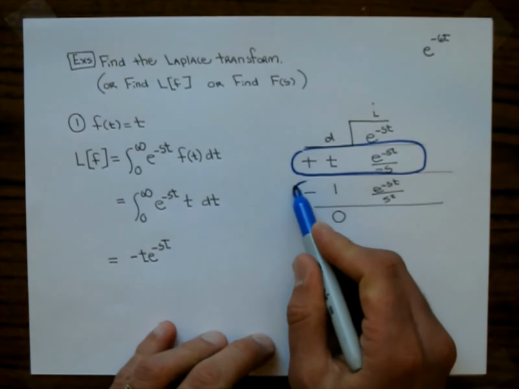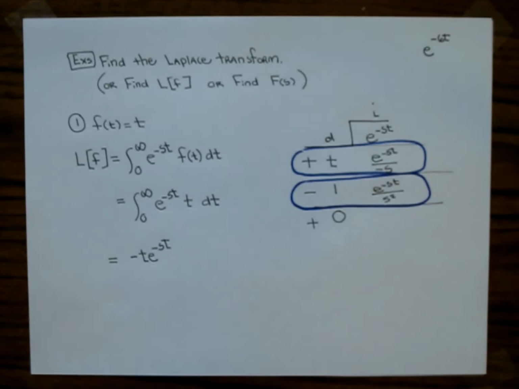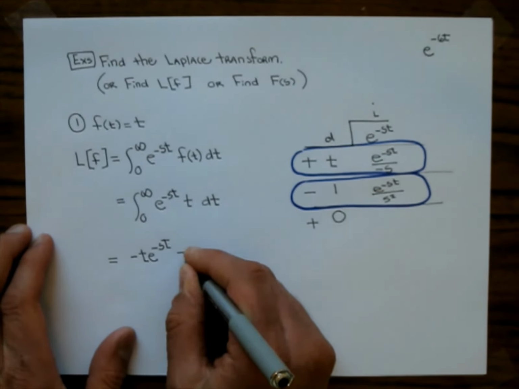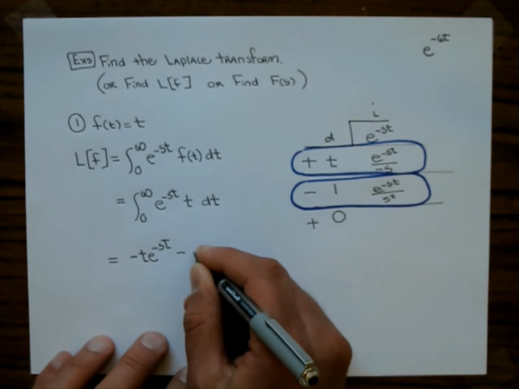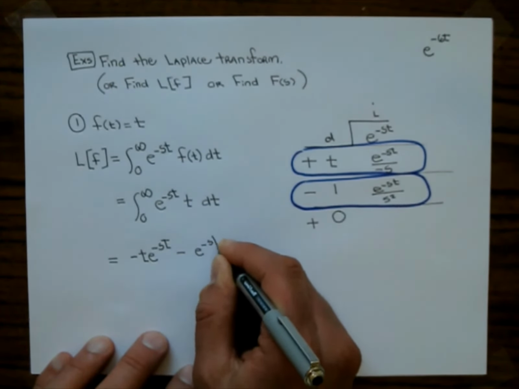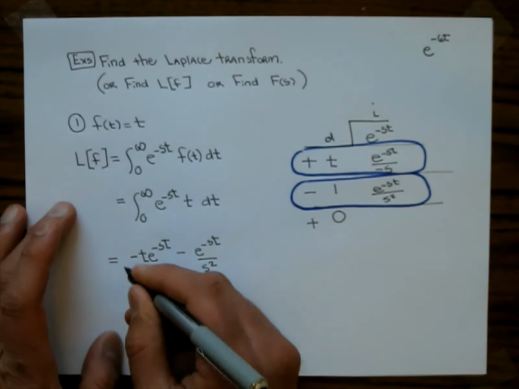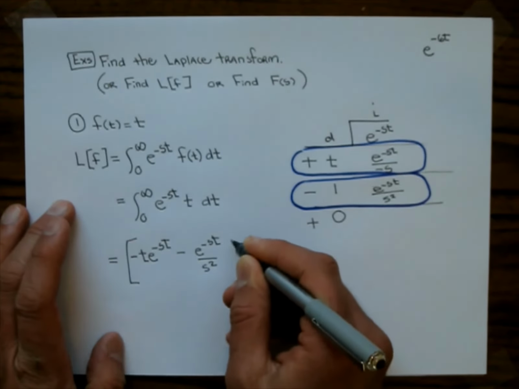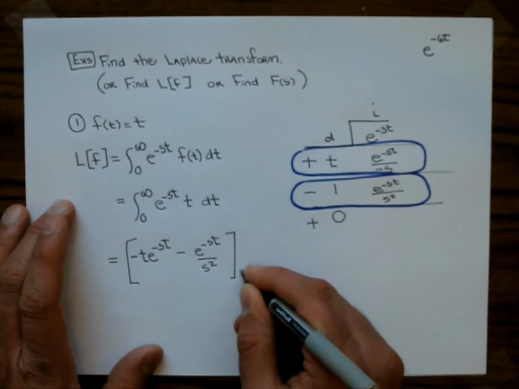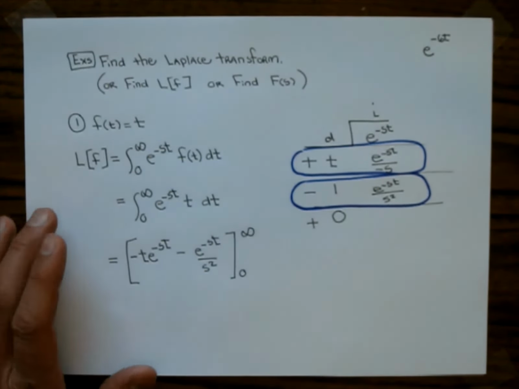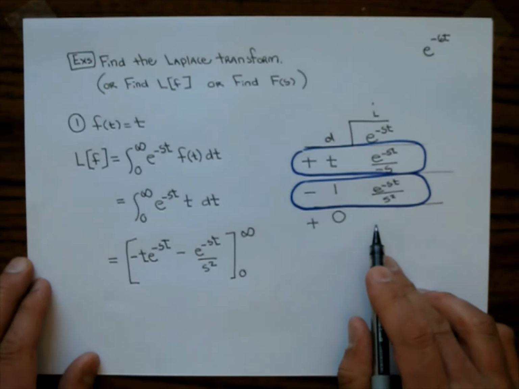And then I'm going to go ahead and add this one right here, which is going to be negative e to the negative st all over s squared. Okay, so I'm not done with this because I still have to evaluate this from 0 to infinity. So there was the integration by parts.